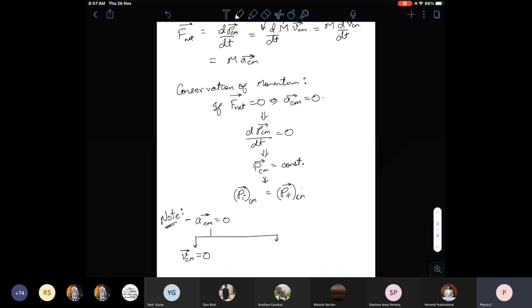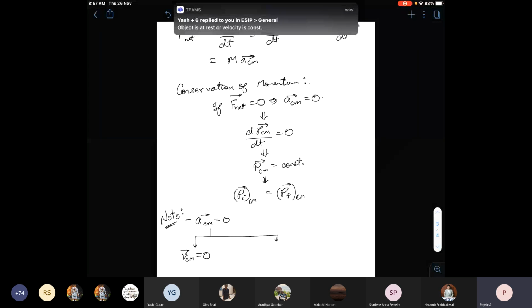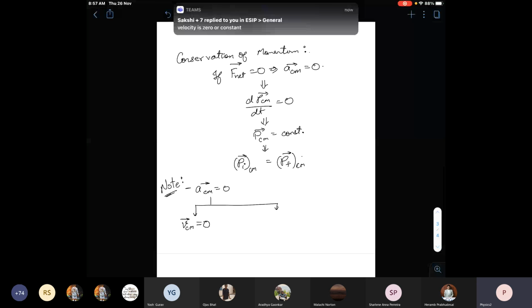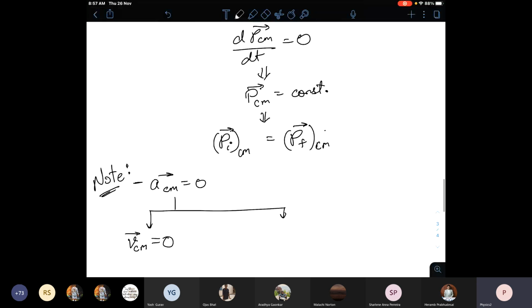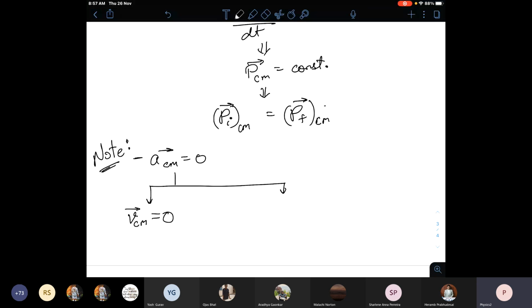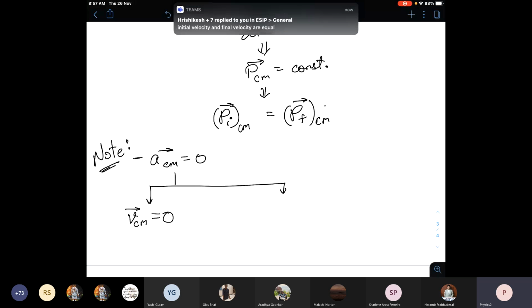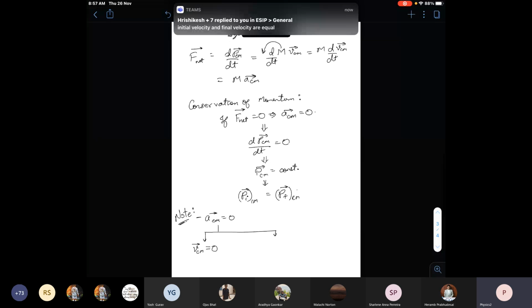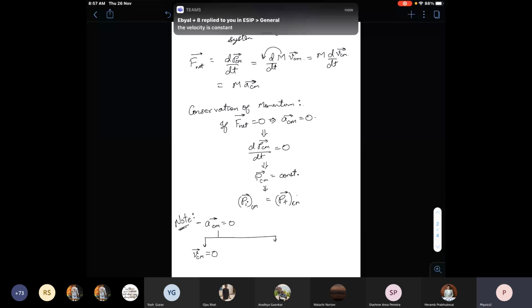What is the second conclusion? Constant velocity. That's it. Very important thing. The velocity is either zero or constant. And also this is very important: you have to always remember the basics. Initial and final velocity. You are writing. No problem.